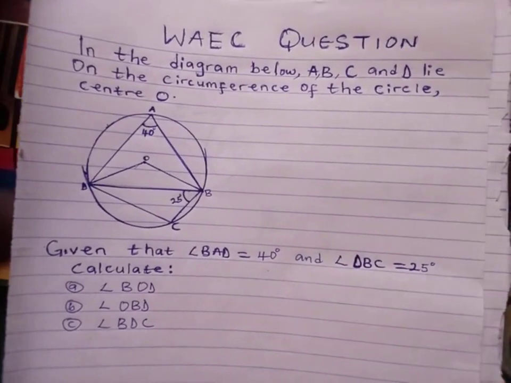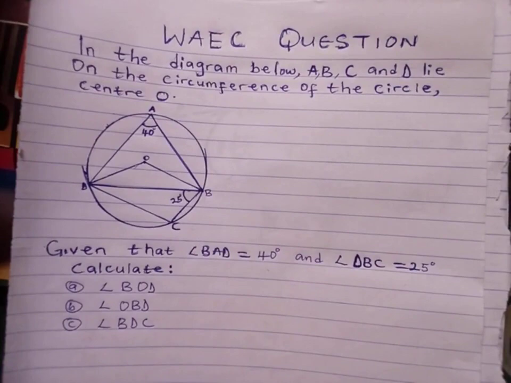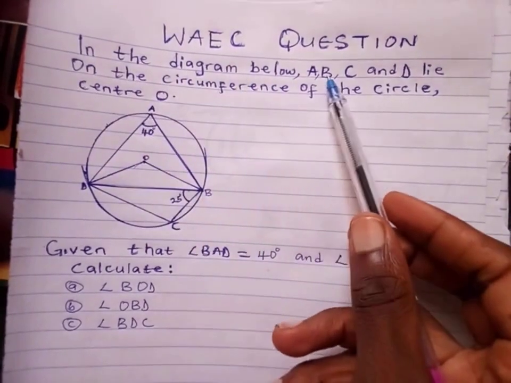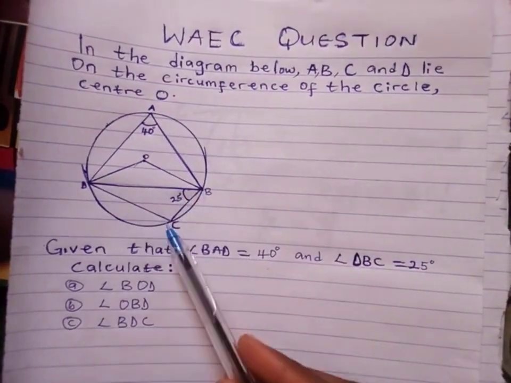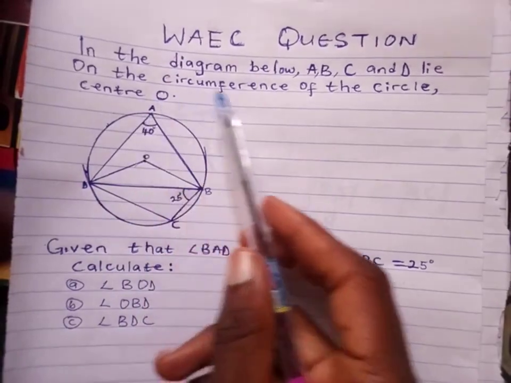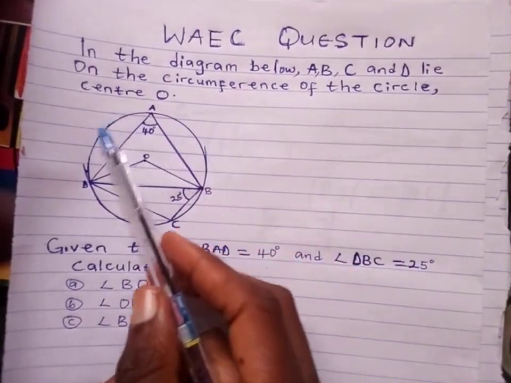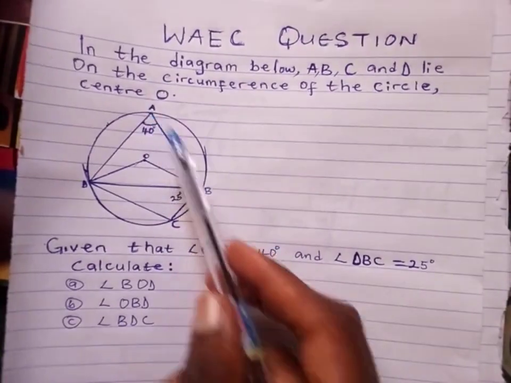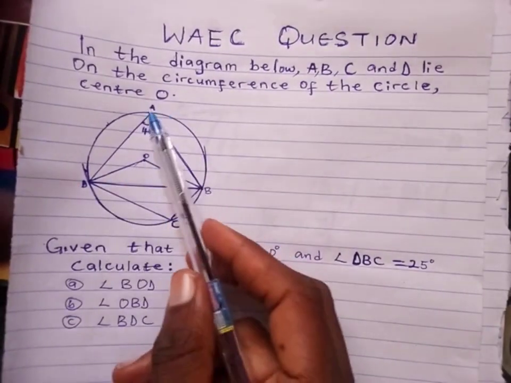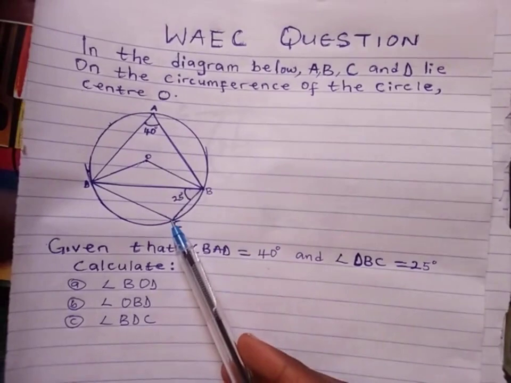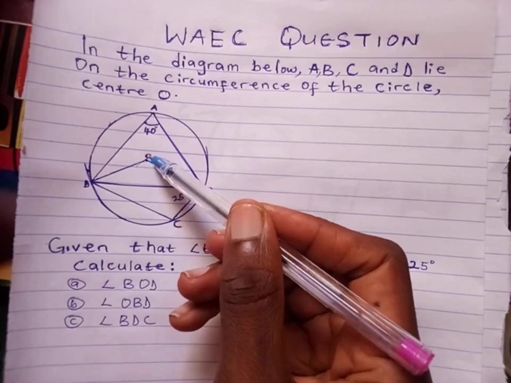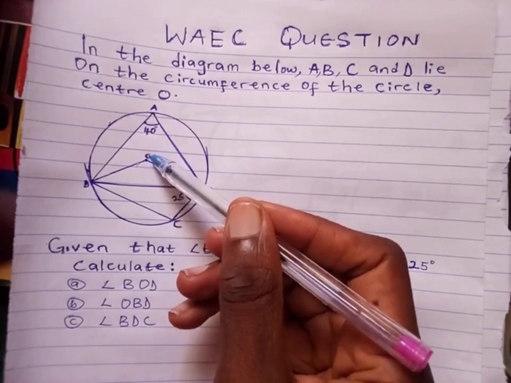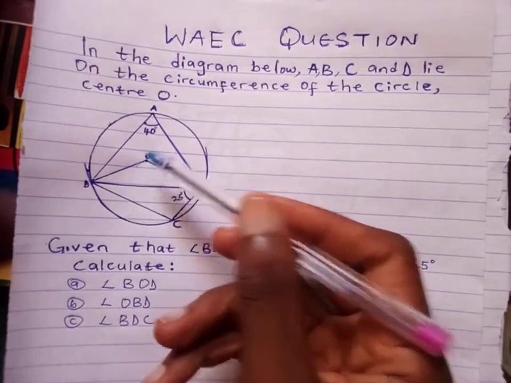Now look at the question before us. This is one of the questions given in WAEC. And the question says, in the diagram below, A, B, C, and D lie on the circumference of the circle. So this is the circumference of the circle, and we have A, B, C, and D lying on the circumference of the circle. With center O, this is the center of the circle. It has O as its label.